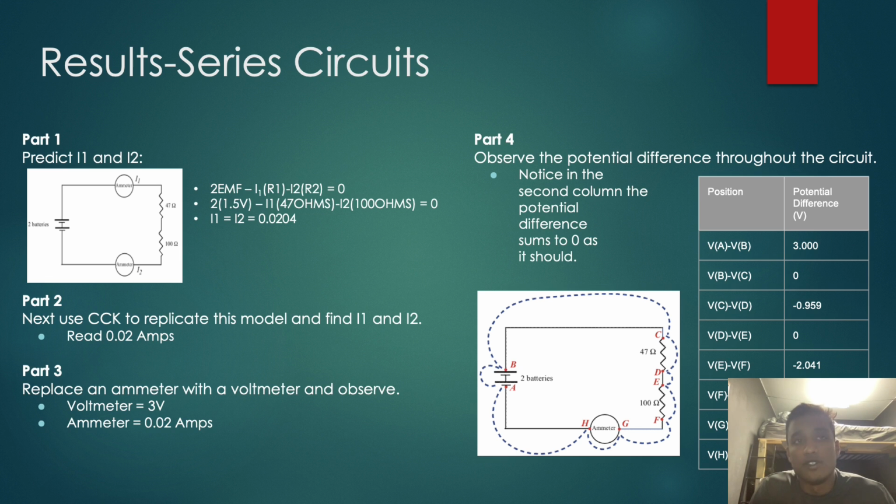Then, we will use the circuit construction kit to replicate this model and find I1 and I2. In this scenario, it read out to be 0.02 amps. We will then replace our ammeter with a voltmeter, and we observed the voltmeter read 3 volts. From here, we will observe the potential difference through the circuit. Notice that in the second column, the potential difference sums to 0, as we expect.